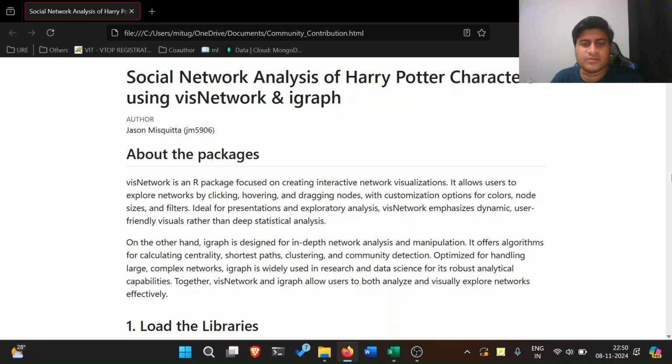For my community contribution, I will be exploring two packages, visNetwork and igraph. visNetwork is an R package that focuses on creating interactive network visualizations. It's quite ideal for presentations and making user-friendly visuals. On the other hand, igraph is used for in-depth network analysis. It allows us to calculate various graph metrics like centrality, shortest paths, clustering, and community detection.